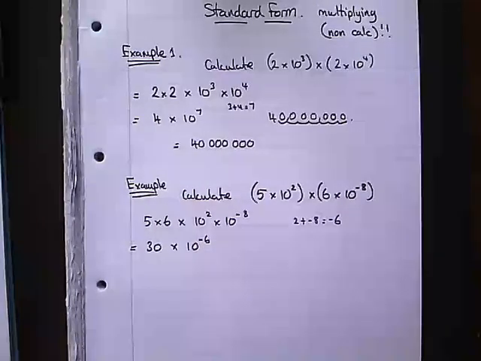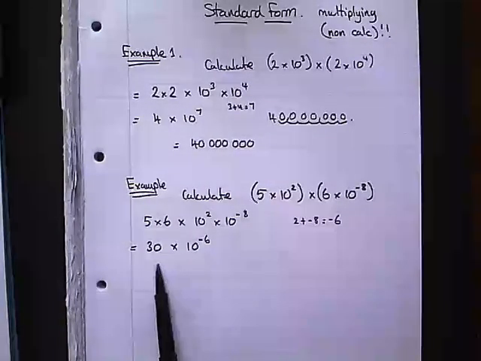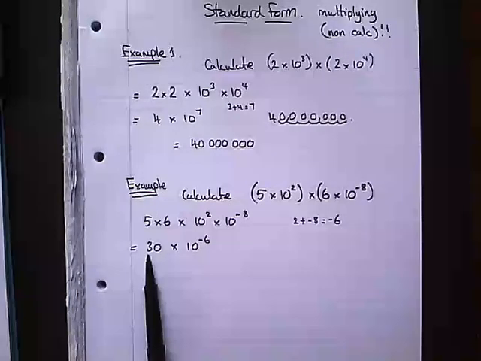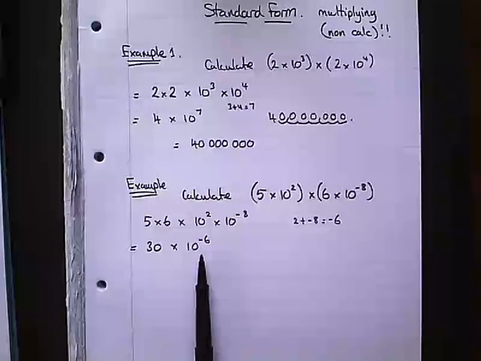But this is where we have a little problem. This is not in standard form. 30 is not a number between 0 and 10. So what I need to do is take a 10 away from this and put it onto this. Okay, so that's going to make this number bigger.